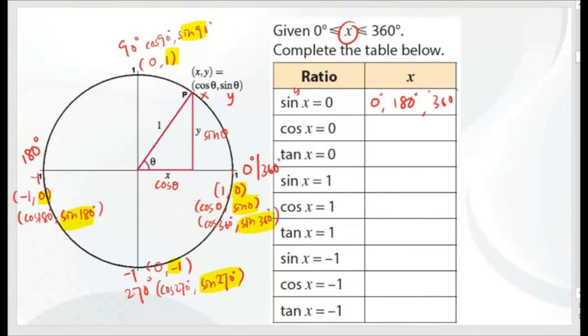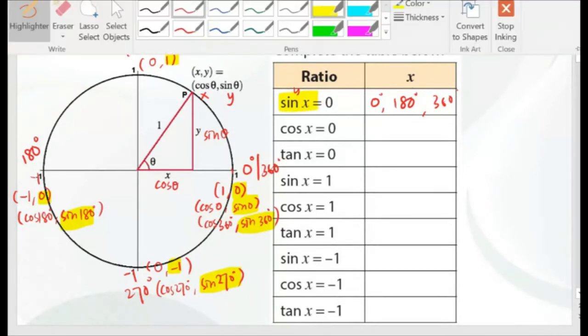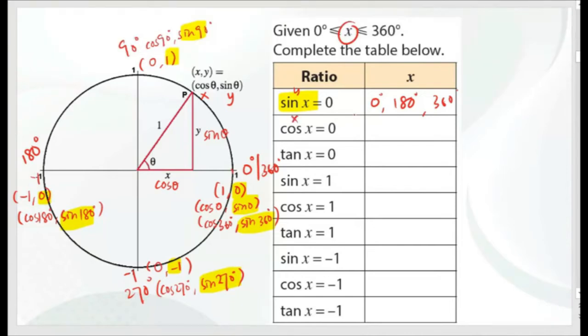So actually we can get all the information for the special angles 0, 90, 180, 270, 360 by using the unit circle. Then the second one, cos x equals 0. This one is sine, the value for 1. So now we want to find cos x. Cos x is the x coordinate.